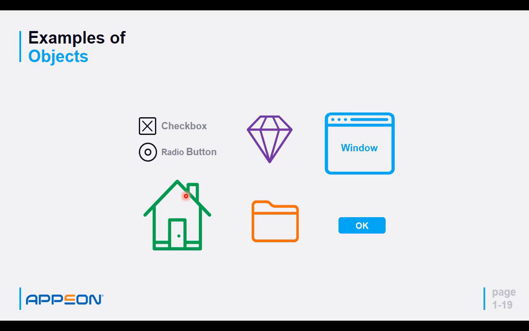What is the shape of the roof? Is it flat? Is it barn style? Is it an A-frame, like you see here? Or a folder, for example, does it have a tab on it or not? Does it open left or right? Is it a letter size or a legal size?